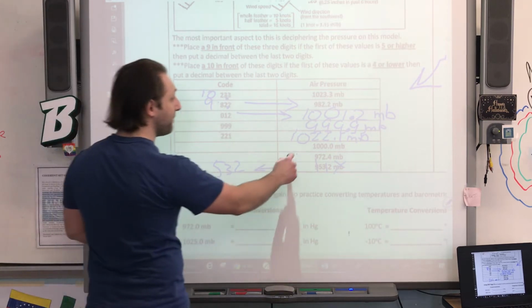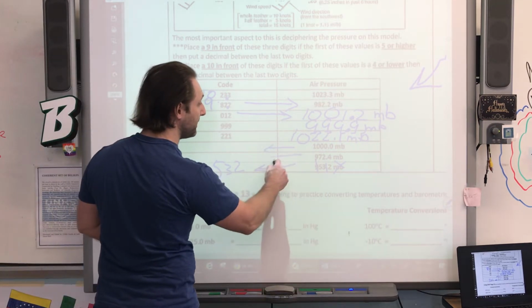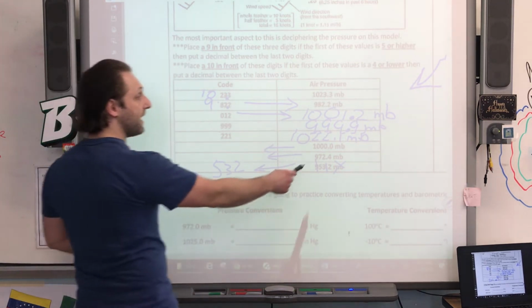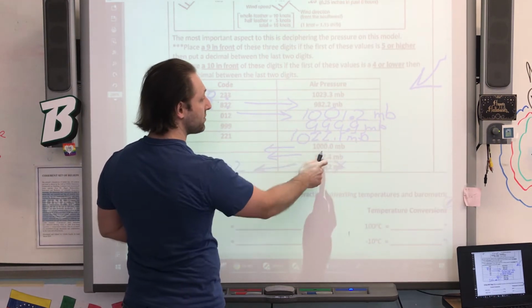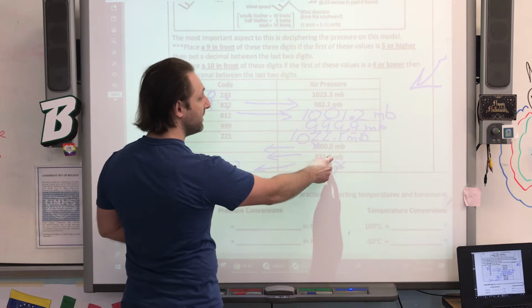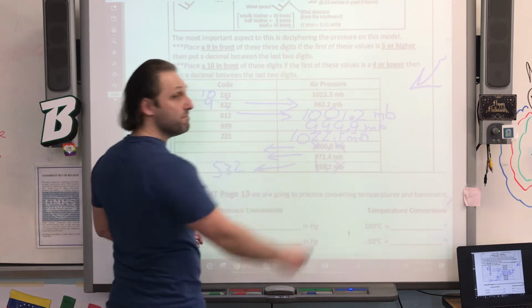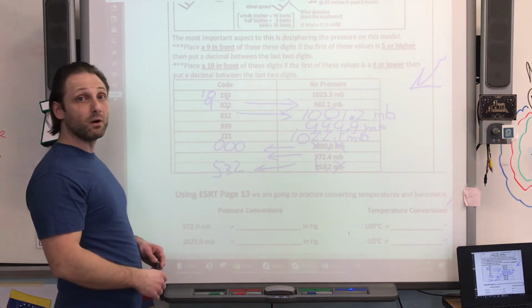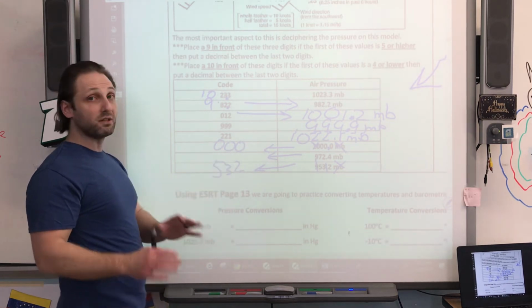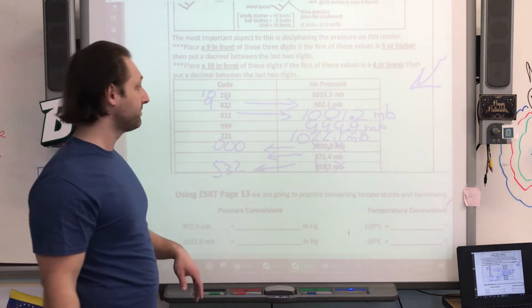Okay, so you've had an opportunity to do these ones, so let's see what they convert to. So I've got 1000.0 millibars. I have a 10 in front, so I'm going to get rid of the 10, get rid of the decimal, get rid of the MB for millibars, and I end up with a code of 000. So notice 000 does not mean you have 0 pressure, right?